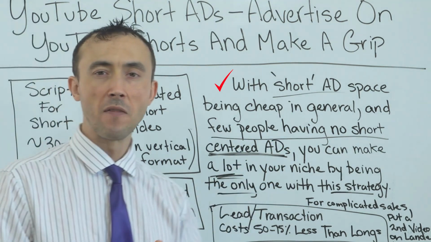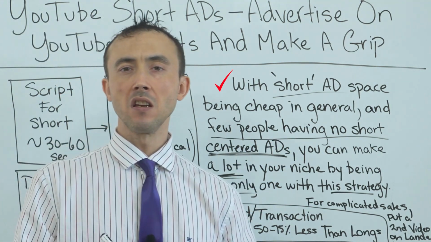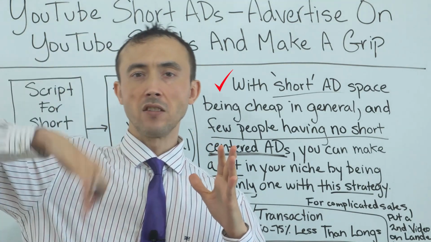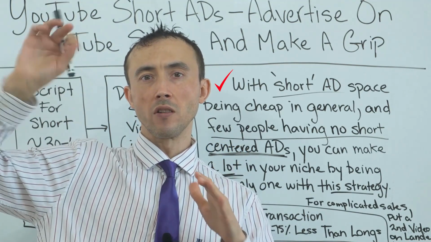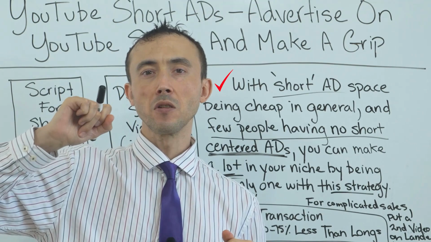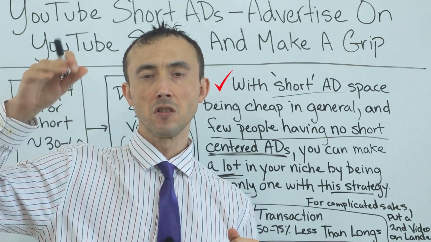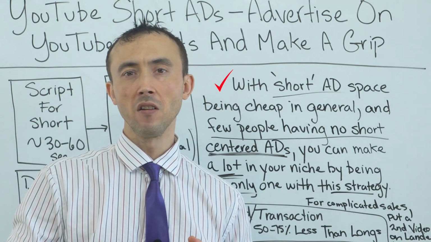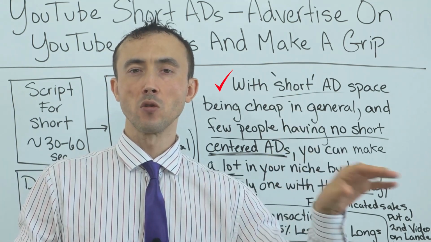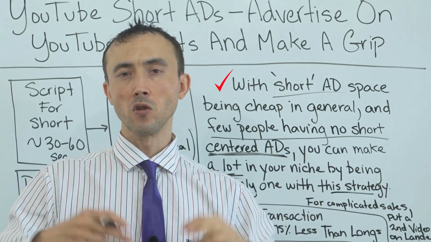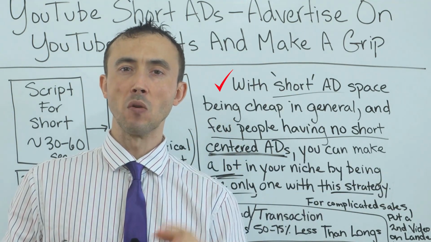Short placement, by the way, if you don't know already, there's a place on YouTube where you can scroll shorts by itself. And then there's, in the search results, shorts there as well. On the home page, there's also shorts there as well. So there's 3 basic places your short ad can show up.